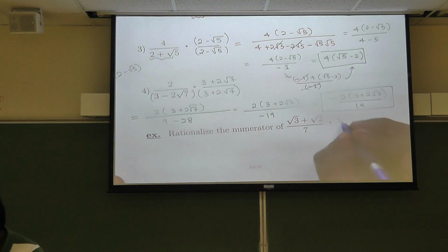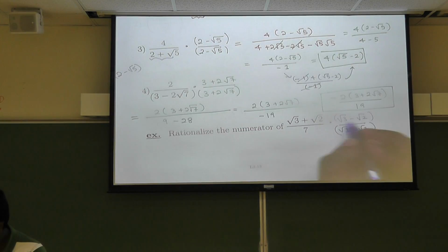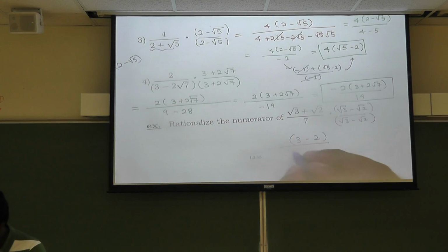by root 3 minus 2 root 2 over root 3 minus root 2. And then use the special product. Root 3 plus root 2 times root 3 minus root 2 is 3 minus 2 over 7 times root 3 minus root 2. So you end up with 1 over 7 times root 3 minus root 2.